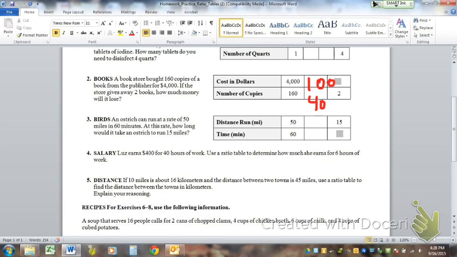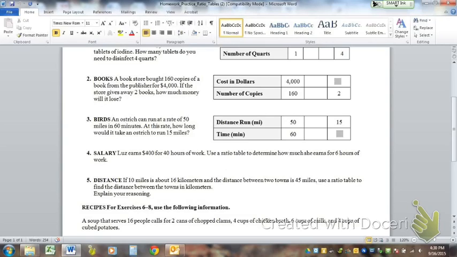So now I need to see, how do I reduce 40 to 2? What do I divide 40 by to get 2? And the answer is 20. 40 divided by 20 is 2. And 1,000 divided by 20 is going to be 50. So the answer is $50.